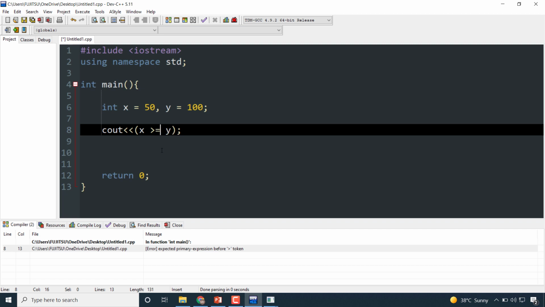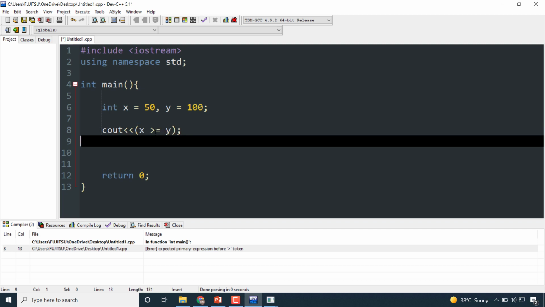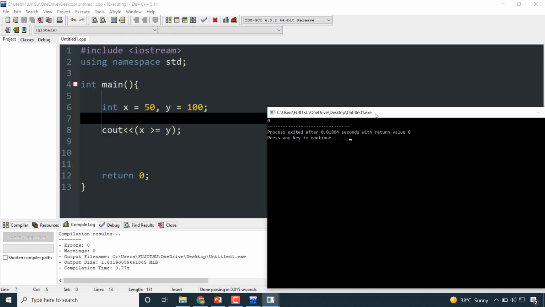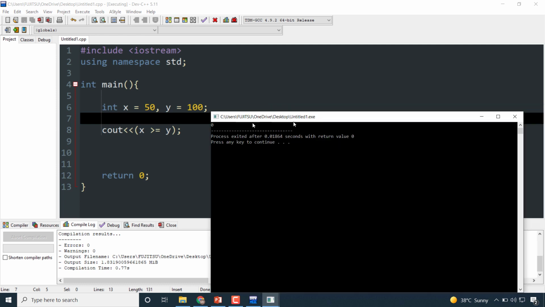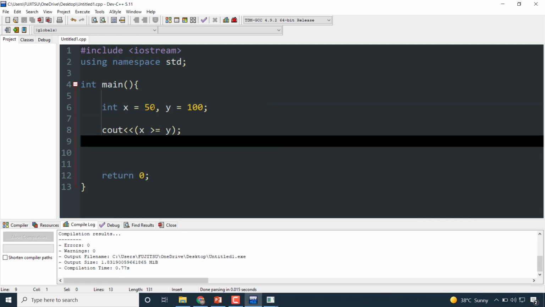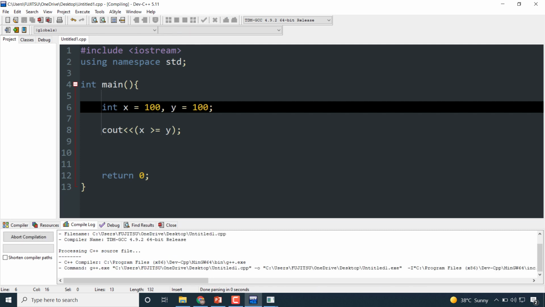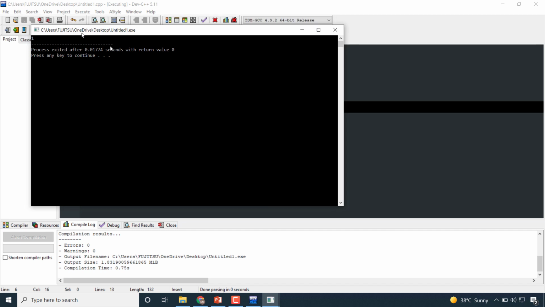This is the way to write greater than or equal to. x greater than or equal to y, these are not true, because x is 50. So now it will return 1, because both are equal.